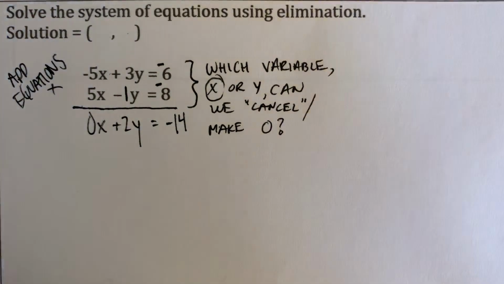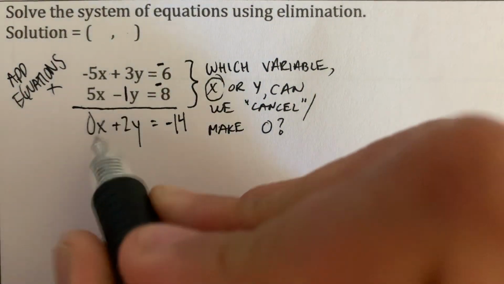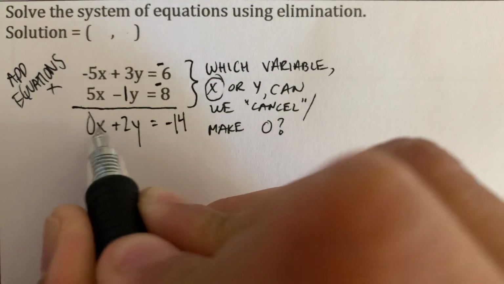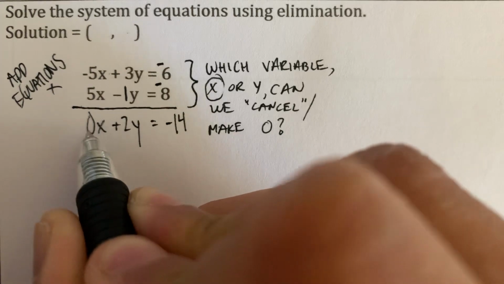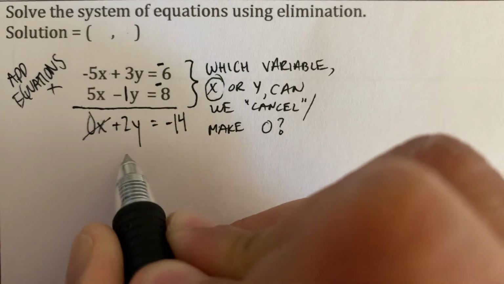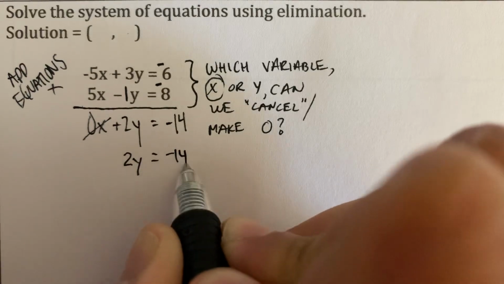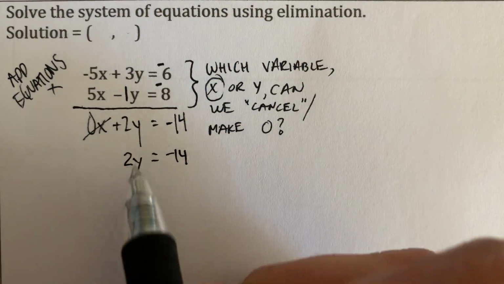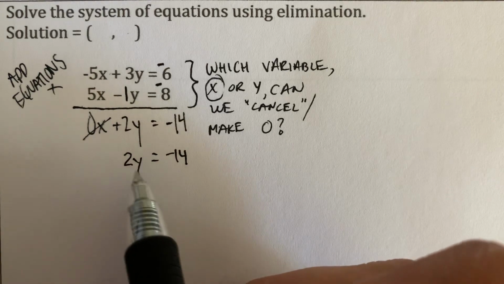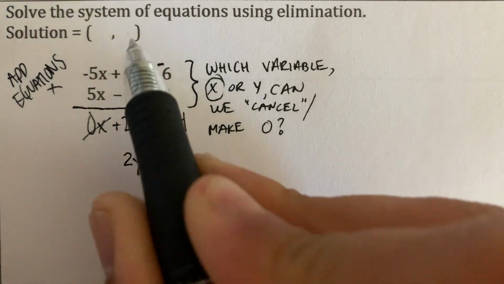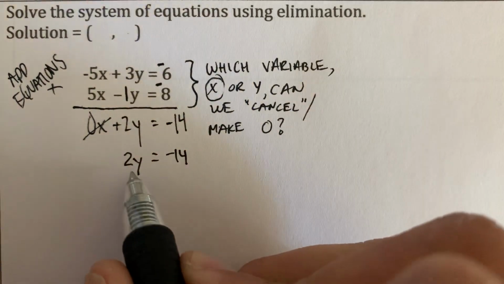And so what's the whole purpose of this? The purpose of canceling this out is this 0x is going to go away because anything times 0 is 0. Right, so that's going to cancel out. So it gives us our equation 2y equals -14. And now since we have one equation and one variable, we can solve for this y. So that will give us half of our answer. So let's solve for the y.